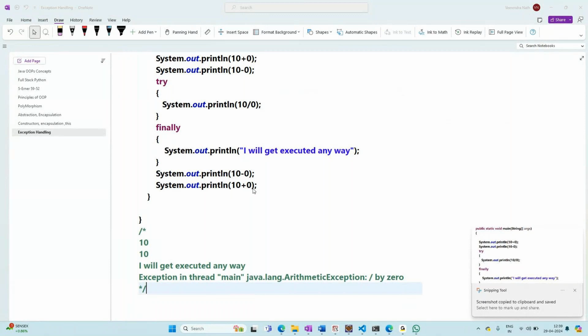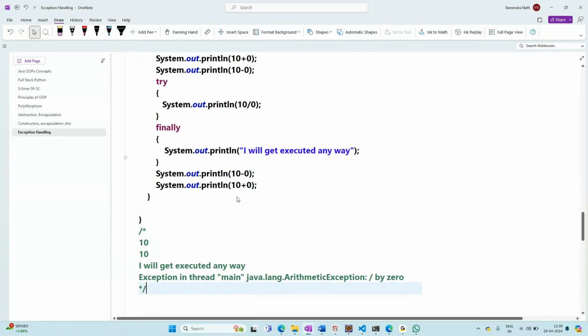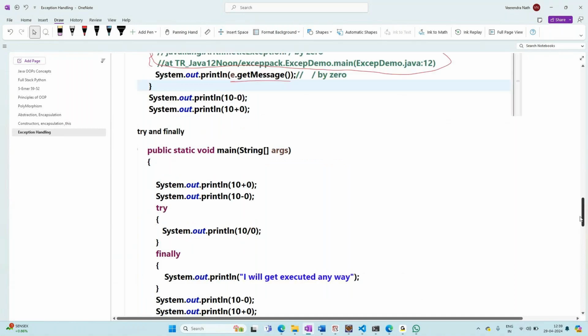So what is the proof that the exception is handled? You will get these two outputs. But here you cannot see those outputs, which means your exception is unhandled. Okay, so that's how you are dealing with the exception, and that's the way you are working with try and finally.